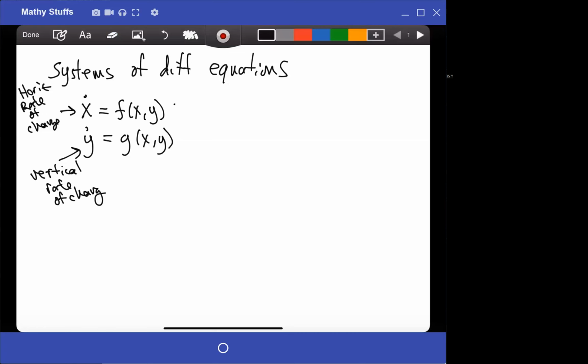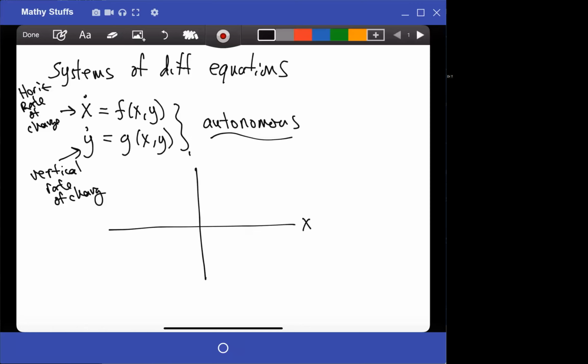So these are called autonomous, and that's really the only kind we will deal with, autonomous systems of differential equations. And we're only going to deal with two variables. This can be done with any number of variables. So what we've got is an x and a y, and this gives us a plane. And in fact, we call this the phase plane. And it's just going to represent the state of the system at a particular time.